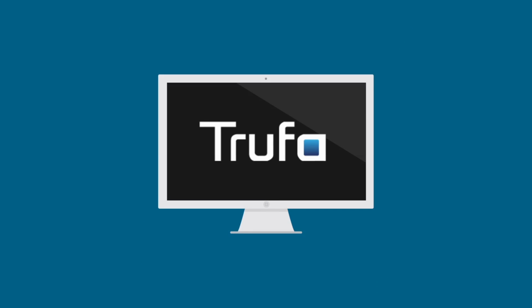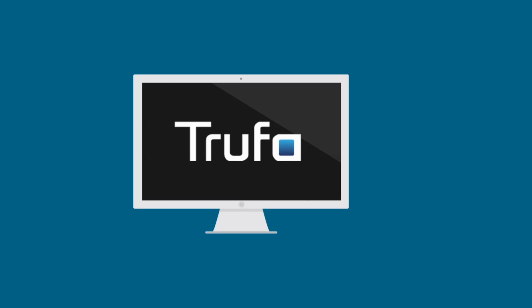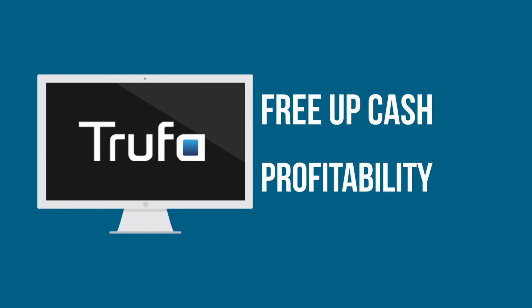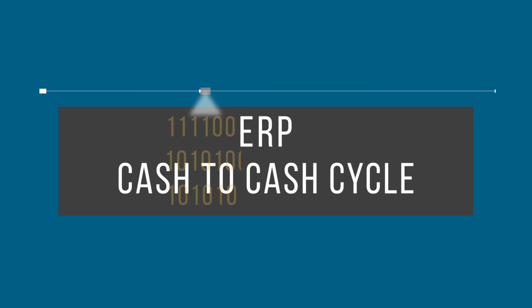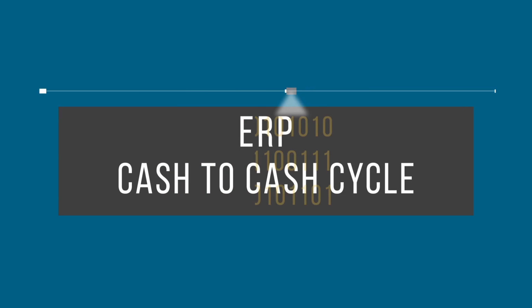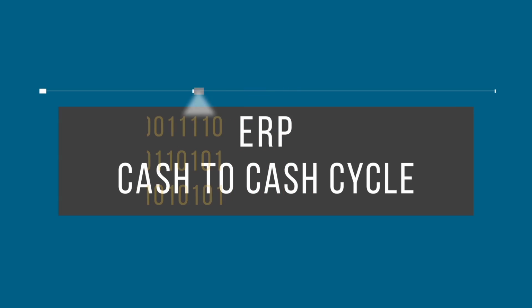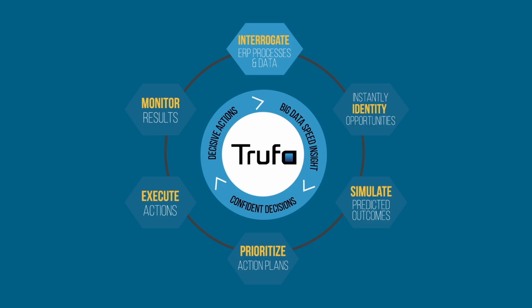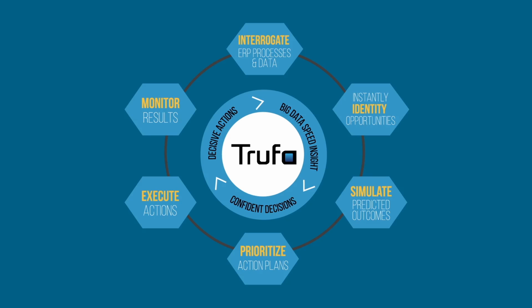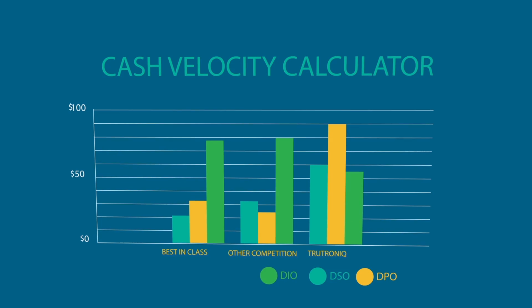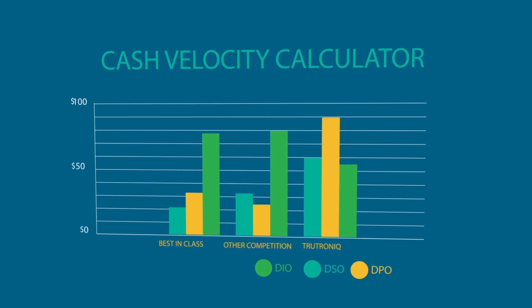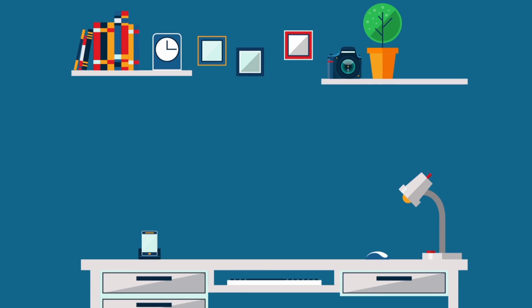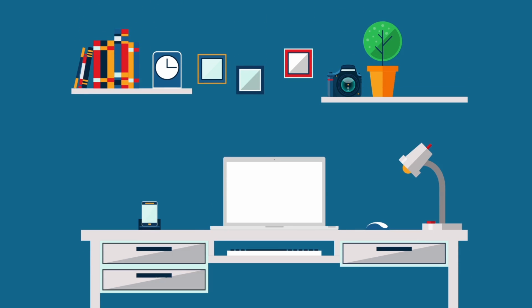Trufa is a financial performance optimization application that helps companies free up cash and improve profitability. It uses advanced analytics and statistics to interrogate ERP operational data and processes. Then, Trufa identifies the best opportunities for cash optimization and guides financial professionals through collaborative simulations to help them select the best actions for sustainable, predictable results. They used it before and knew it was a real game changer. With that information, they decided to put Trufa to work and see just how much trapped money could be freed.